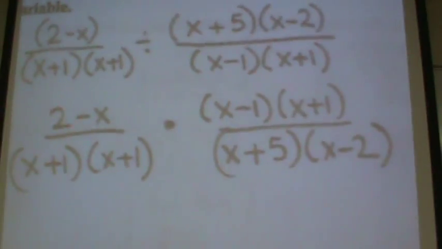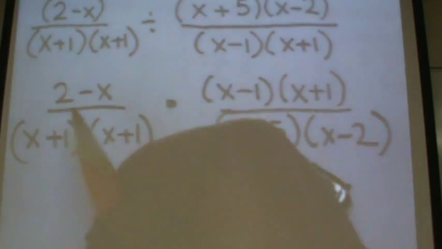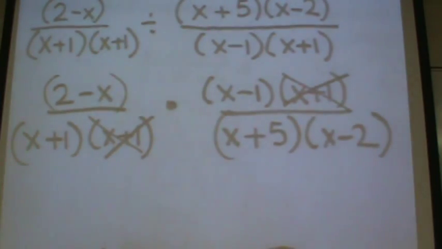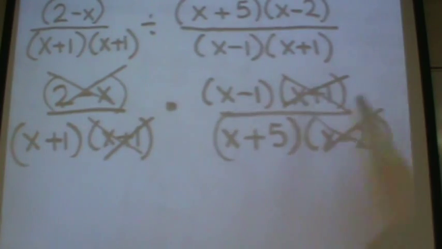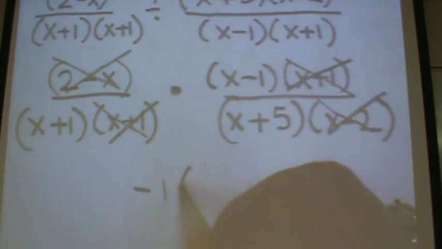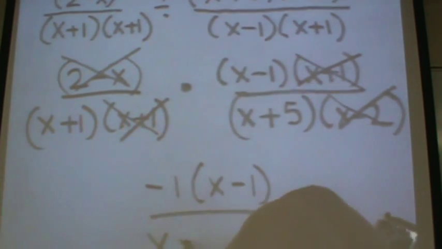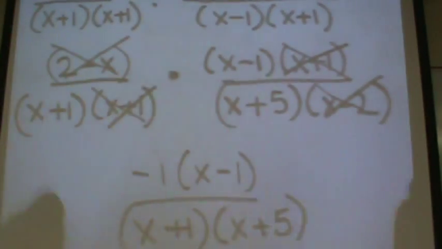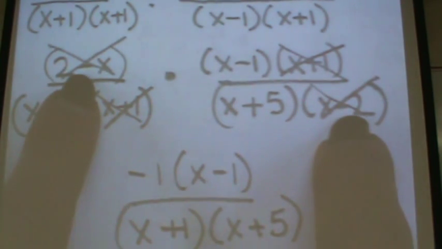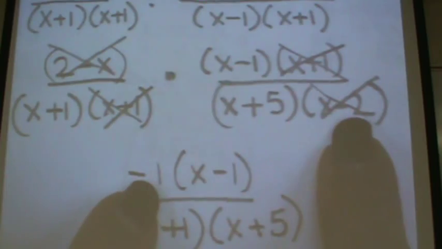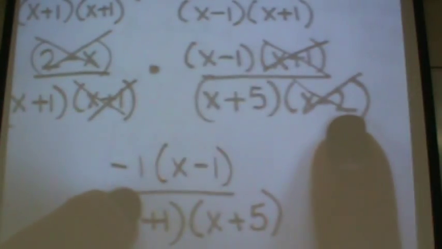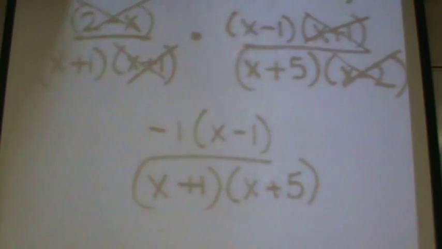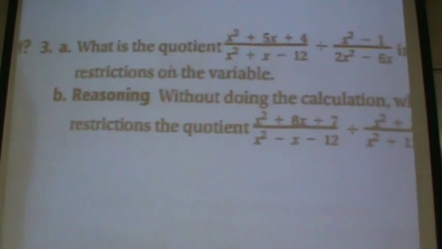Now you get permission to start crossing things out. What are you gonna cross out? X plus 1. 2 minus x, x minus 2. And then you have to put a negative sign. Is there anything else you can cancel? No. Once you cancel 2 minus x and x minus 2, you have to put a negative 1 in its place. And then you have x minus 1, and then these two. That's it. And the rest is homework.